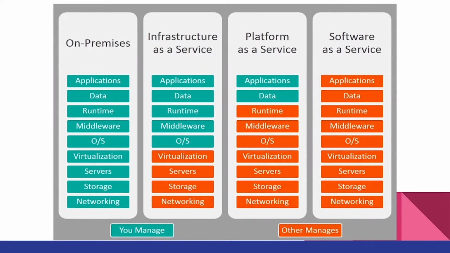Moving to the next, we can see in this diagram, in on premises, we have to manage everything from application to networking on our own, whereas in infrastructure as a service, we have to manage only our application, data, runtime, middleware, and operating system. On the other hand, in the platform as a service model, we just have to manage our application and data, and everything else will be managed by the cloud provider. Next is software as a service, where everything will be managed and we just have to use the end product.